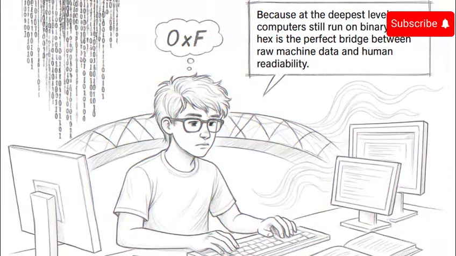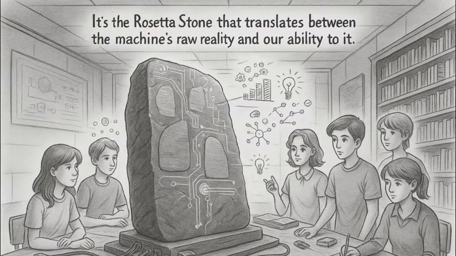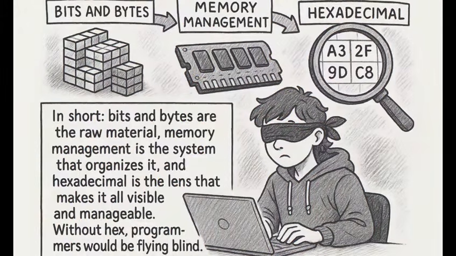So why do programmers still rely on hex today when we have high-level languages and powerful tools? Because at the deepest level, computers still run on binary, and hex is the perfect bridge between raw machine data and human readability. It's the Rosetta Stone that translates between the machine's raw reality and our ability to make sense of it. In short, bits and bytes are the raw material, memory management is the system that organizes it, and hexadecimal is the lens that makes it all visible and manageable. Without hex, programmers would be flying blind.